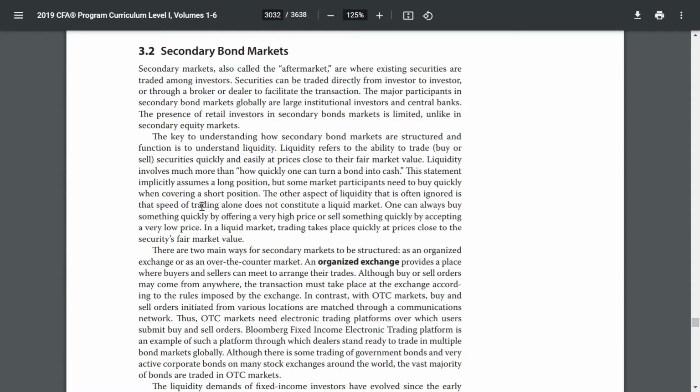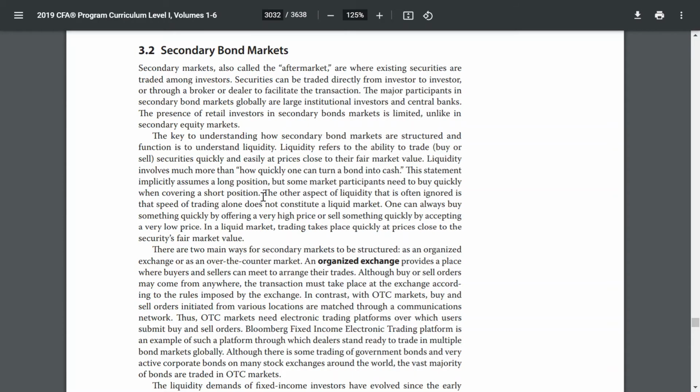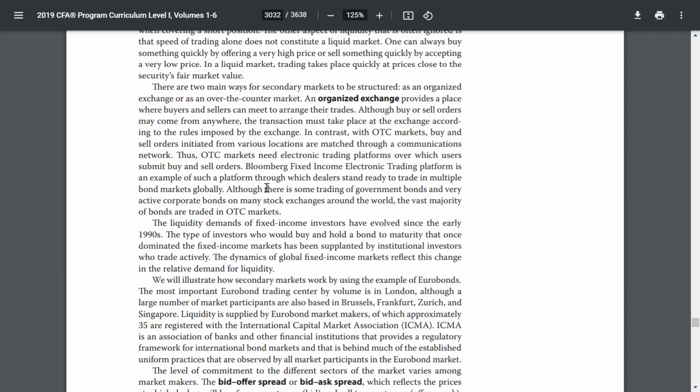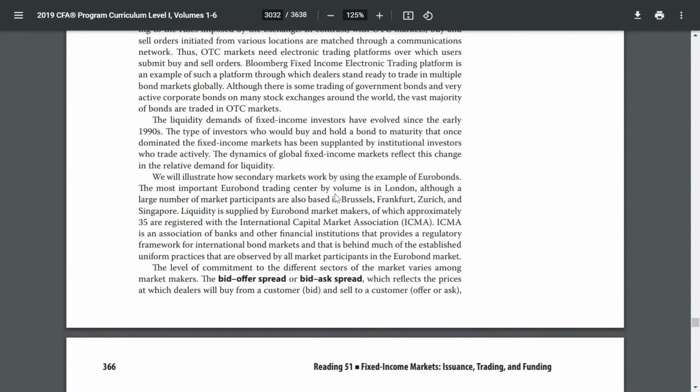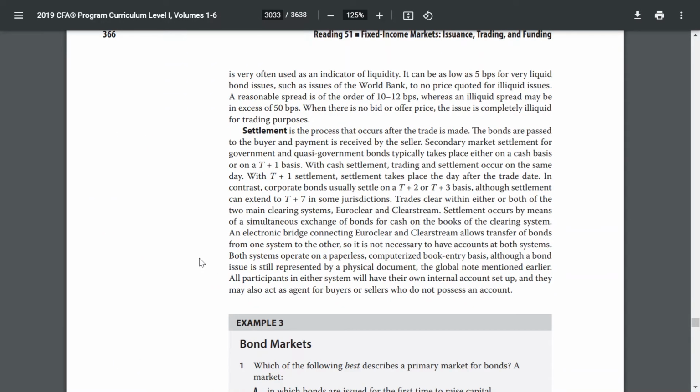There are two main ways for secondary markets to be structured: as an organized exchange or as an over-the-counter market. An organized exchange provides a place where buyers and sellers can meet to arrange their trades. Although buy or sell orders may come from elsewhere, the transactions must take place at the exchange according to the rules imposed by the exchange. Settlement is the process that occurs after a trade is made. The bonds are passed to the buyer, and the payment is received by the seller. Secondary market settlement for government and quasi-government bonds typically takes place either on a cash basis or on a T+1 basis.